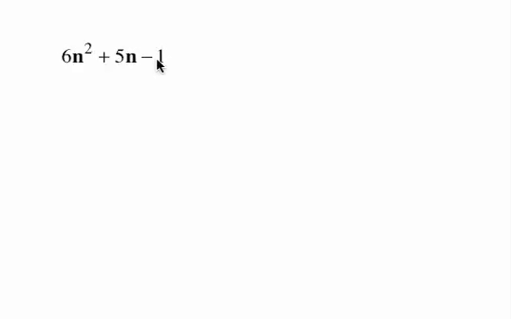6n squared plus 5n take away 1. We want to factor this. First thing you want to look for is whether there is a common term. If there is, factor it out. We don't have one in this case, which is good.